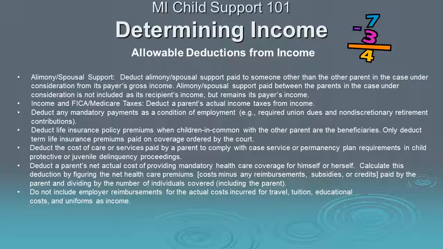Net income is derived from all incomes available to a parent minus certain types of deductions. The following slides list the allowable deductions from a parent's gross income, such as alimony, spousal support, income taxes, mandatory payments as a condition of employment, like union dues and uniforms, life insurance policy premiums for a child, cost of care or services paid by a parent to comply with case service plans for a child, cost of providing mandatory health care coverage.